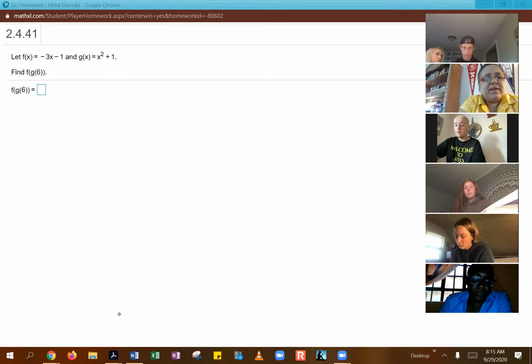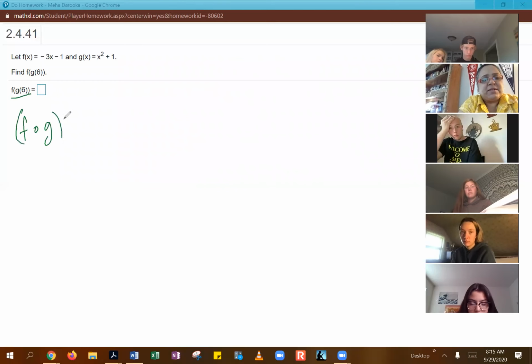But when they are giving us f of g of 6, basically that means f is, of course, you can see the outside function, g is the inside function. So when they're asking us to simplify this, the first thing we are going to do is get the inside function to solve.